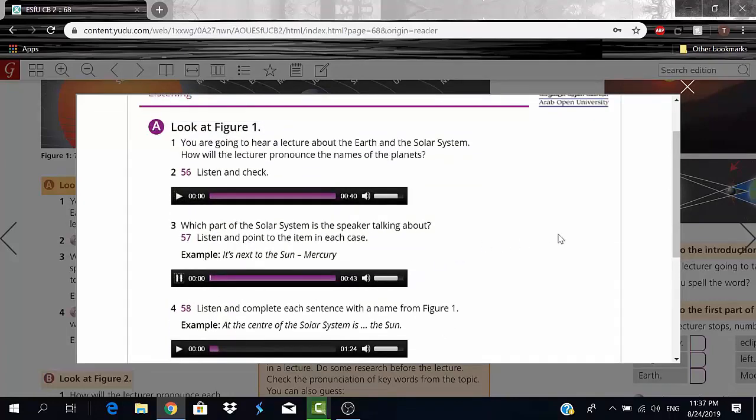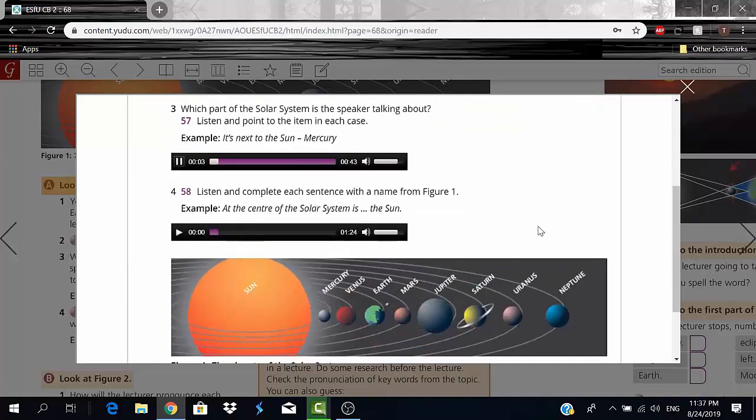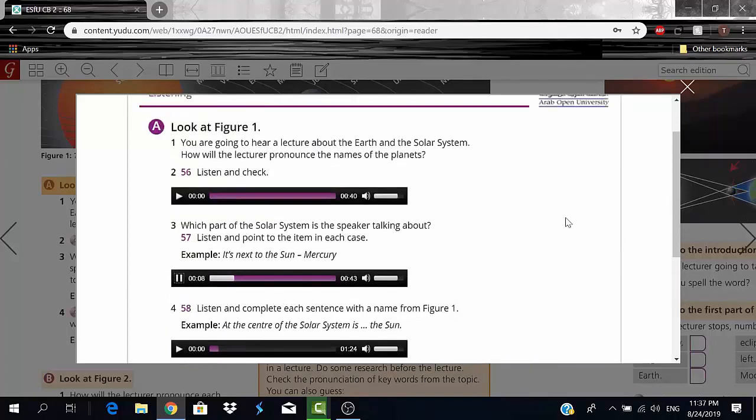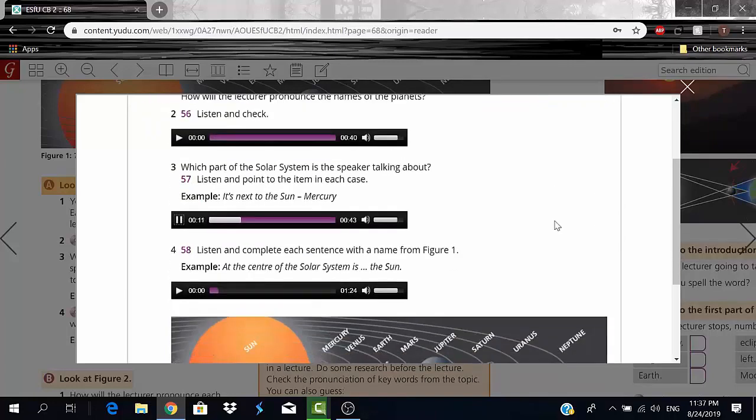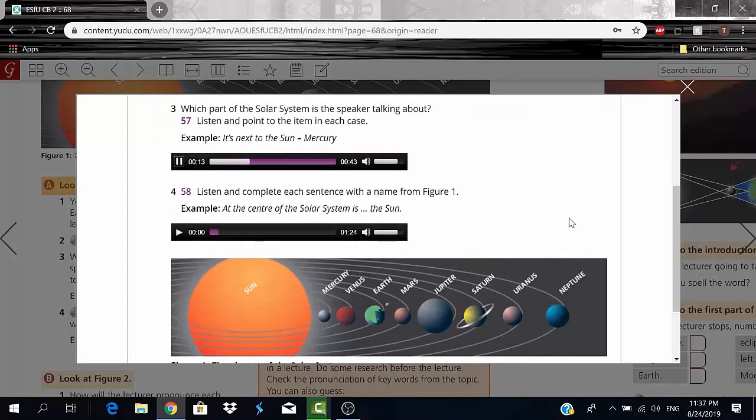Here. 57. Exercise A3. Listen and point to the item in each case. 1, it's next to the sun, 2, it's between Mercury and the Earth, 3, it's next to Neptune, 4, it's between Jupiter and Uranus, 5, it's between Mars and Venus.